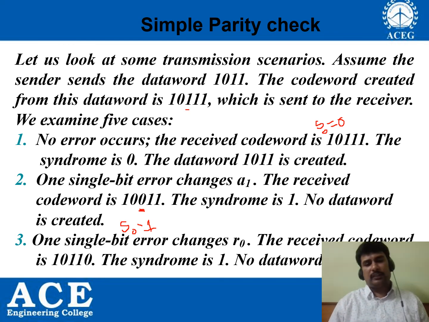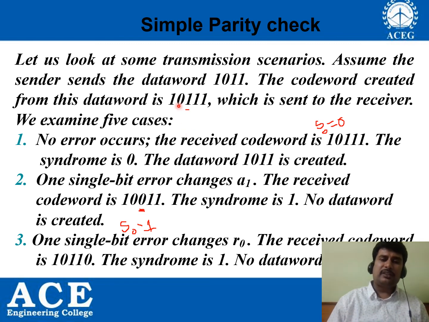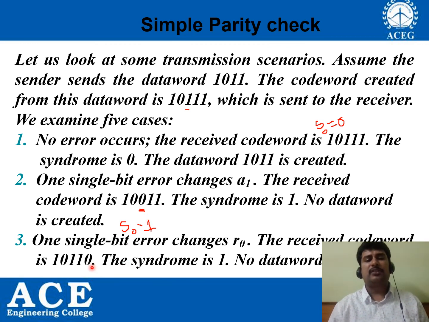Now third case, the change may not be only in the data word, but even the redundant bit can be changed. Here the data word 1011 is transmitted as it is, but the redundant bit which we had taken as 1 has changed to 0 at the receiver.